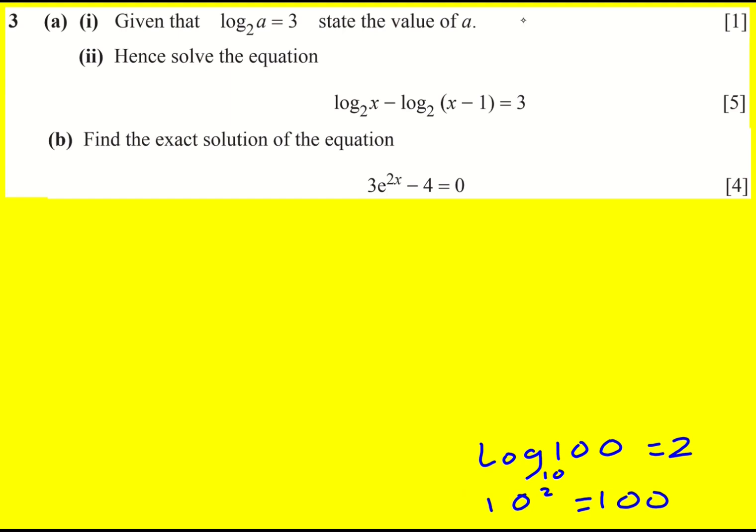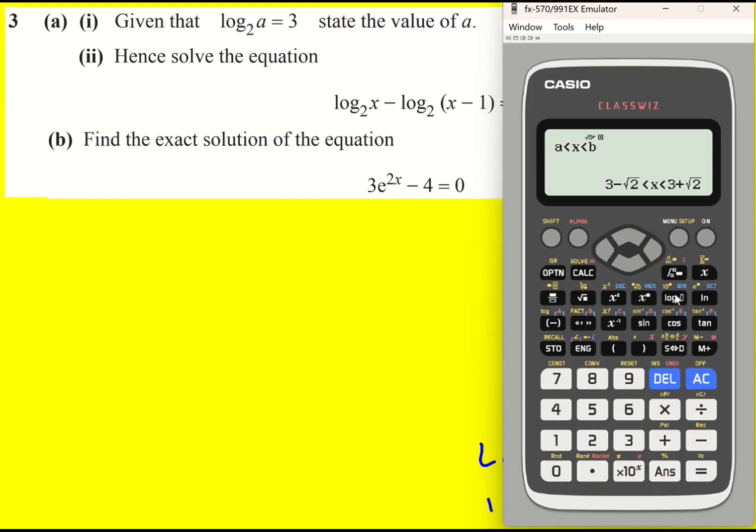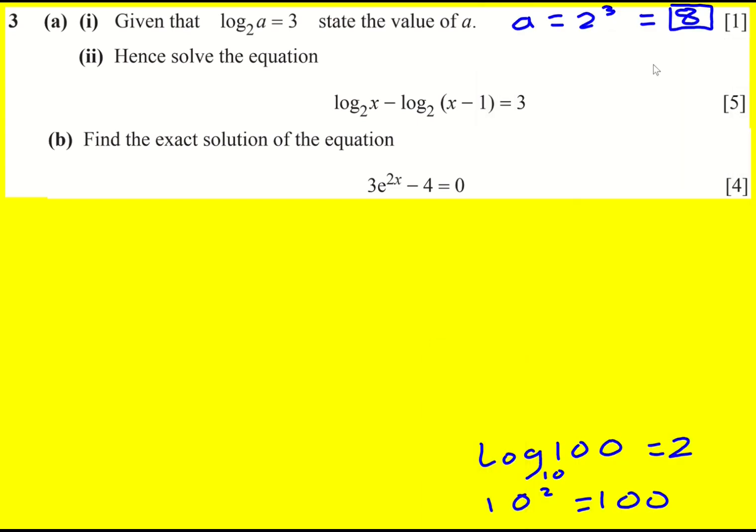And we're doing a similar thing here in part 1. We can rewrite it so a is actually 2 to the power of 3. The answer is going to be 8. Log to base 2 of 8 is 3. If you really struggle, of course, you can just try some numbers out on your calculator. You could try 10. Oh, that's a bit big. Okay, but hopefully you get that understanding that it's 2 to the power of 3 that we're interested in.